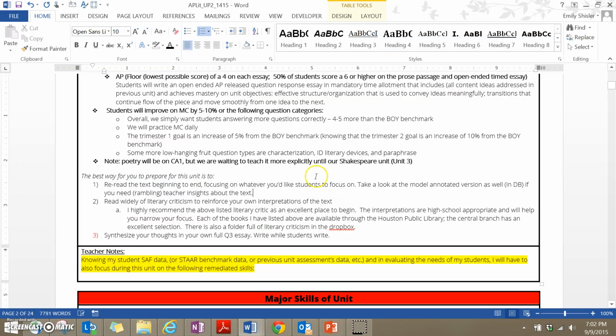I also make note later on in this unit plan of other places you can go to find really great resources. Lastly, I'm going to recommend you write your own Q3 essay to sort through your thoughts. Best case is when you give students time to write a Q3 when we start this unit, write one about Gatsby and really finalize your thoughts. You write while they write.